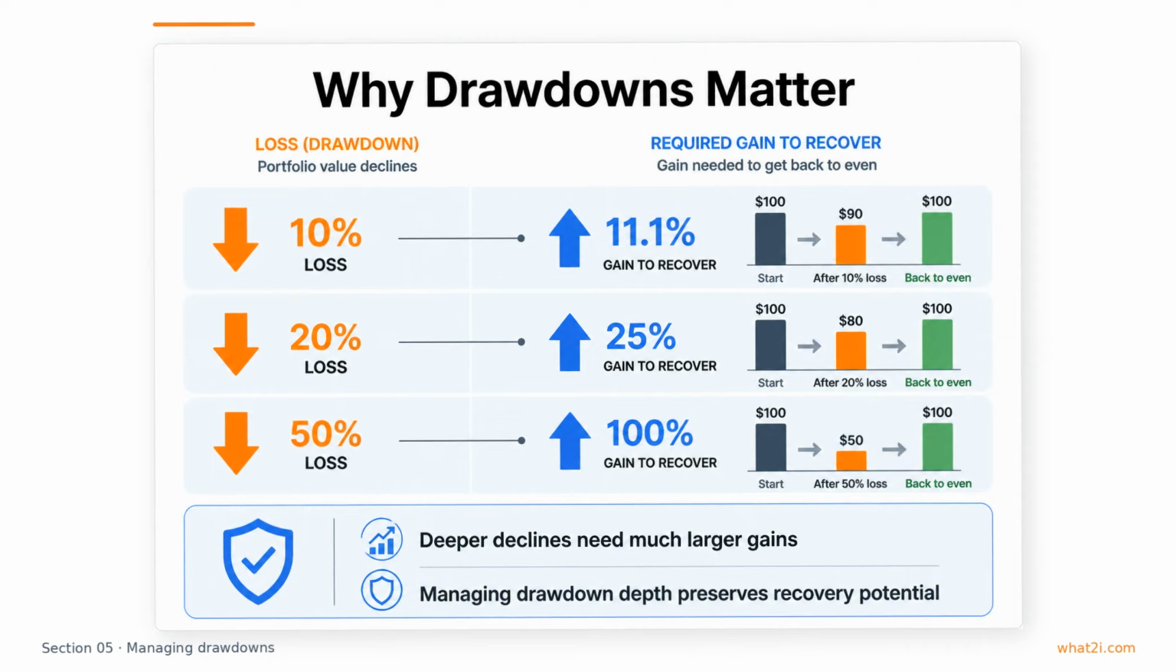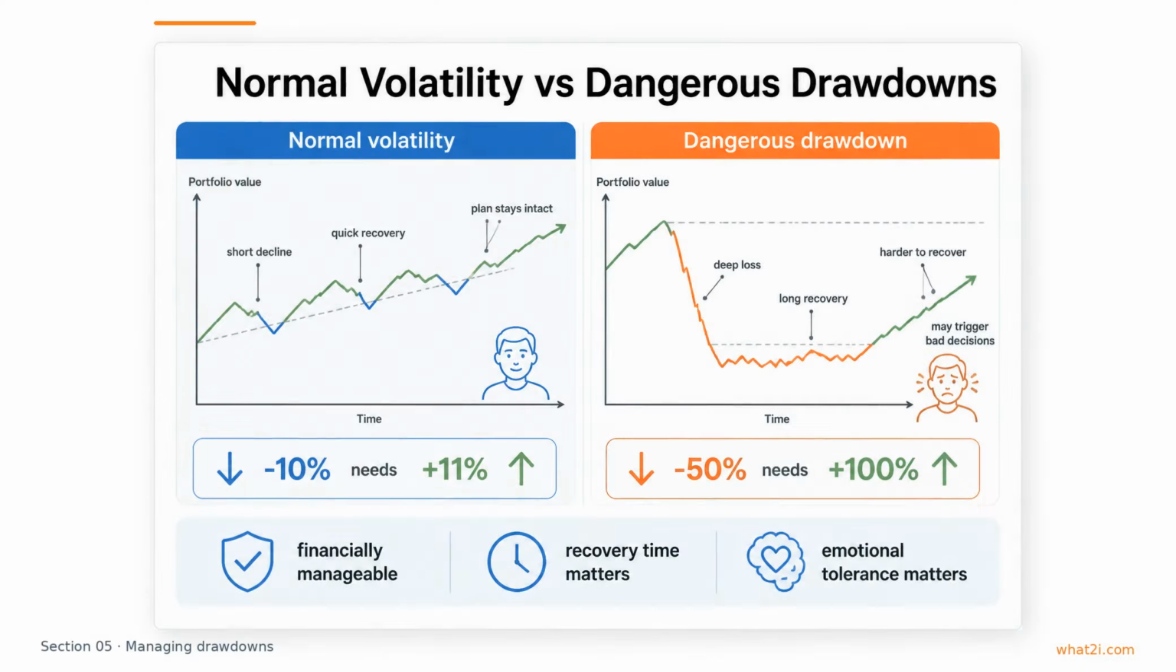That is why limiting drawdown depth is so important. Preserving capital improves your ability to recover when conditions eventually improve. Not every decline is dangerous. Short-term pullbacks are a normal part of investing, and many strong strategies experience regular dips along the way.